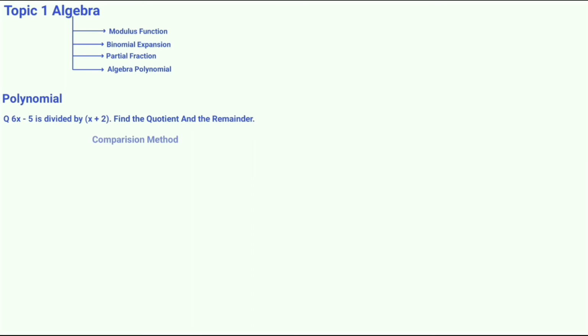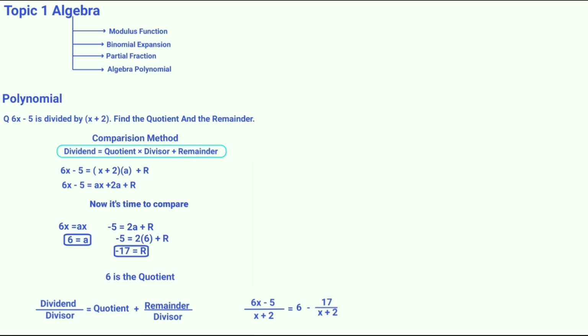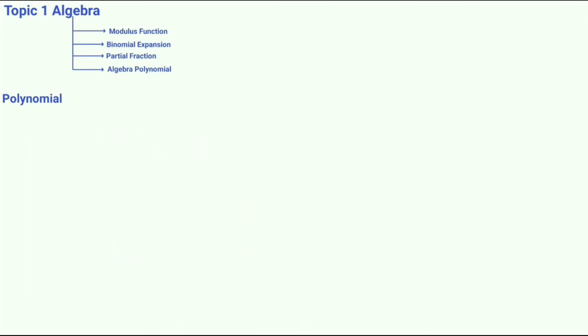6x minus 5 is divided by x plus 2. Find the quotient and the remainder. Comparison method, again the same thing. 6x minus 5 is equal to constant multiplied by x plus 2 plus r. Making the comparison, finding the values, and there you go. This is the answer.